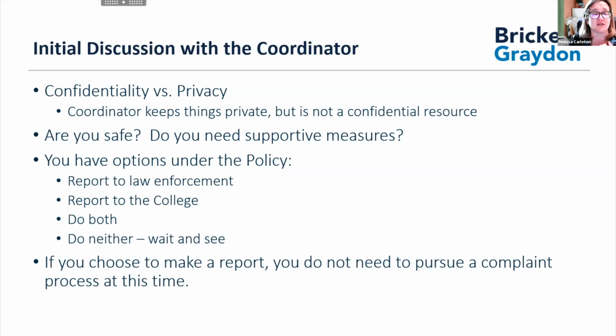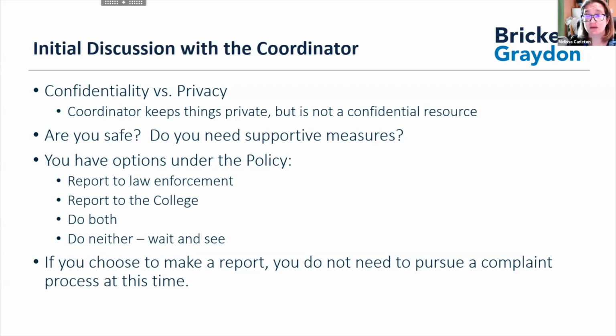You can report to law enforcement if it's criminal. You can report it to the college and we can go forward with the process. You can do both of those things. You can do neither thing. You can just wait and see what you want to do. You can do one and then the other, or vice versa. There's really no set rules about this stuff. So you do have options and you can consider what you want to do.